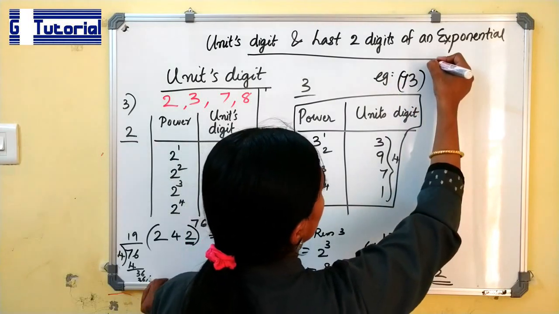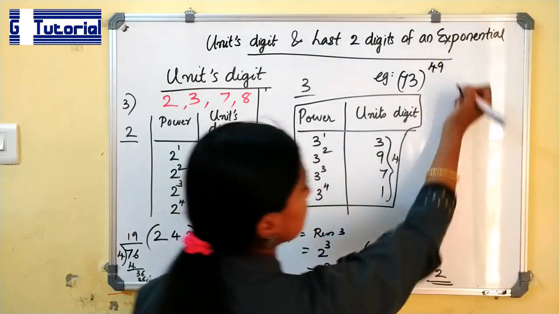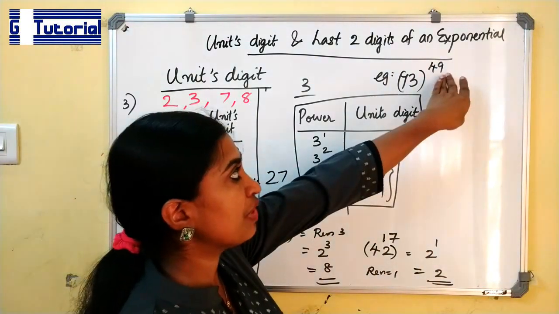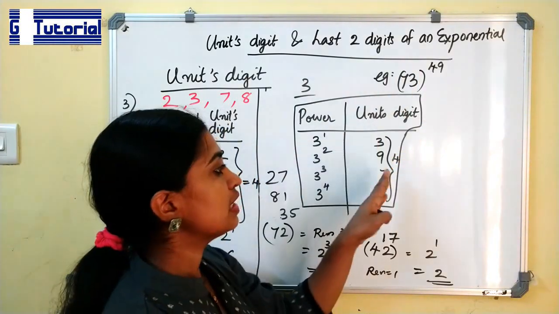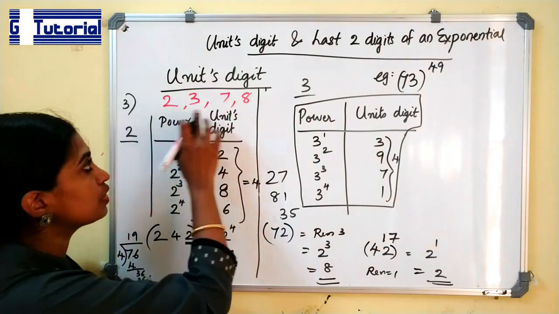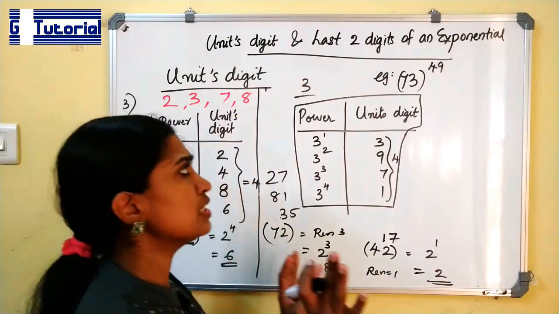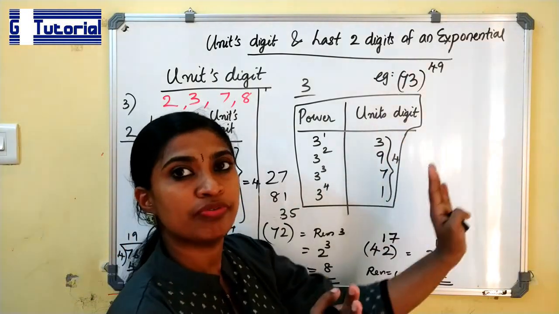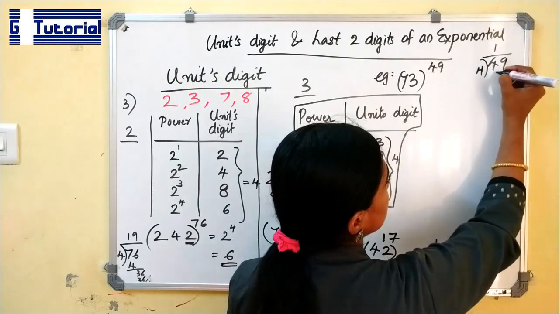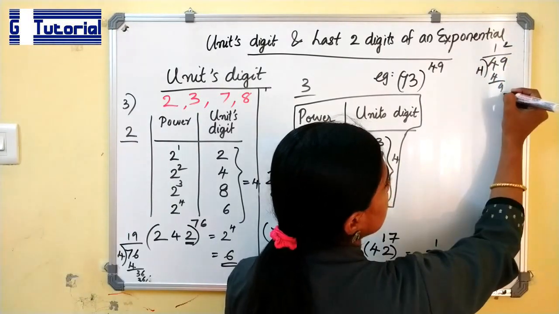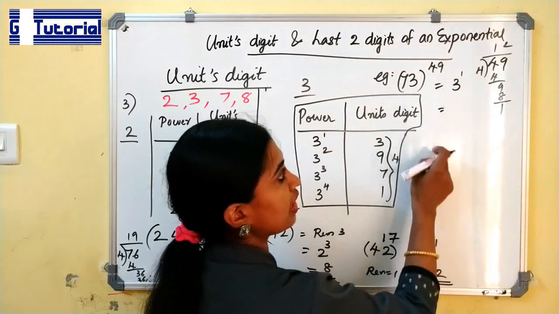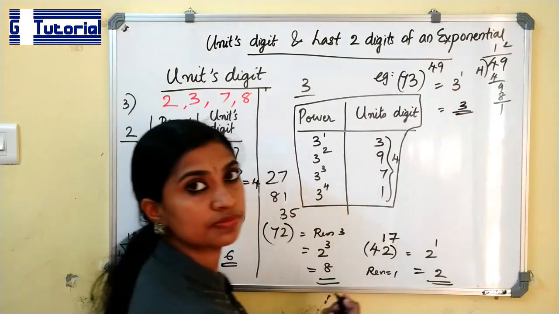73 raised to 49. Okay. So what we have to do is we have to divide the exponential by its cyclicity. Cyclicity of 3 is 4. The cyclicity of all these, 2, 3, 7 and 8, is 4. So you just need to divide this exponential by 4. 49 by 4 remainder is what? 1 is remainder. So the ending digit of 3 raised to 1 is the answer for this question. Answer is 3.